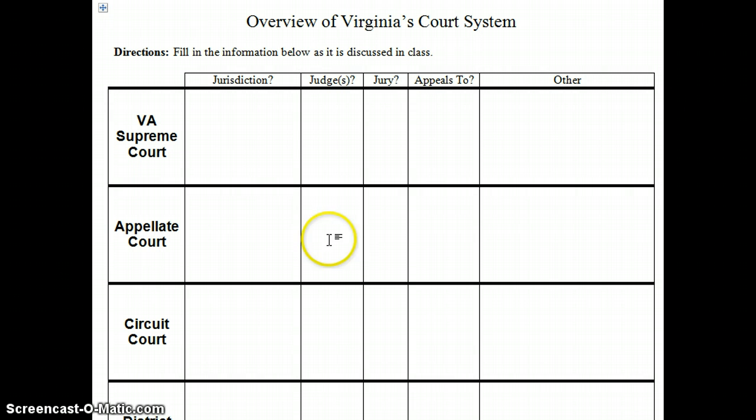So on the worksheet, we're going to start with the Virginia Supreme Court at the top. Now, as we just said, it's very similar to the U.S. Supreme Court. So we find that it has appellate jurisdiction and it has limited original jurisdiction. Does it have judges? Yes, and they are called justices. Is there a jury? Nope. Can you appeal after this? Nope. And it is therefore the Court of Final Appeal in Virginia.